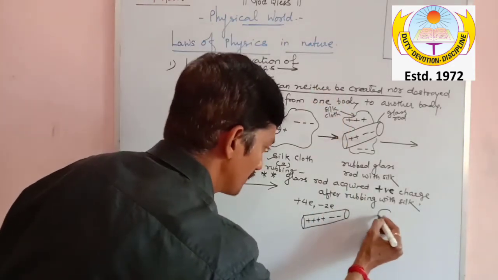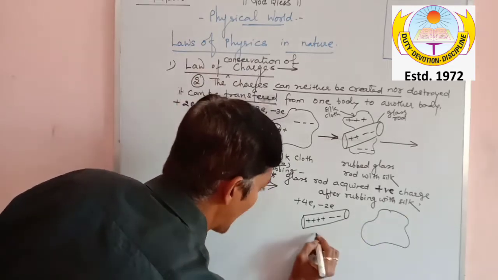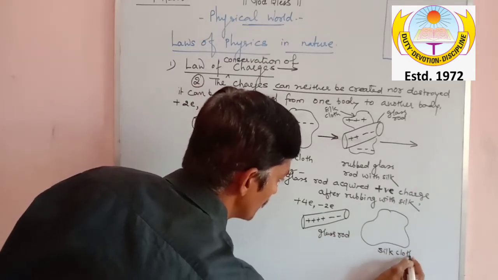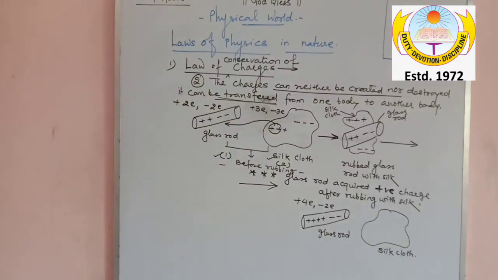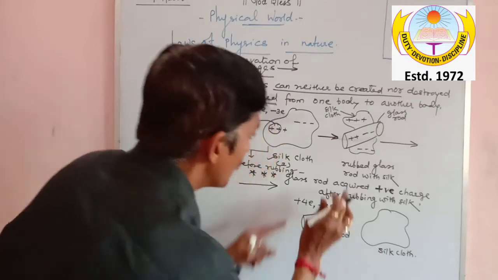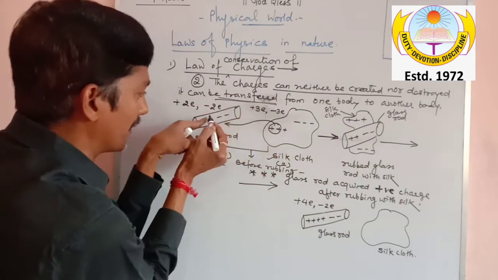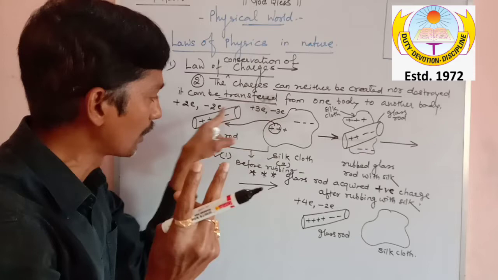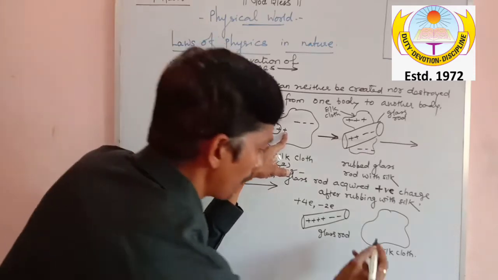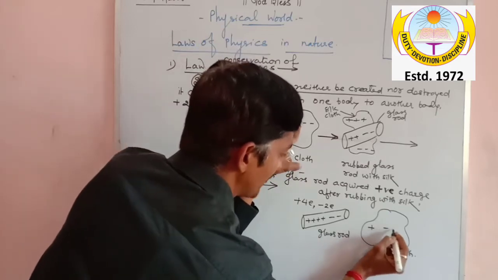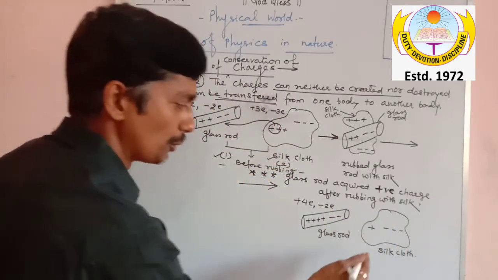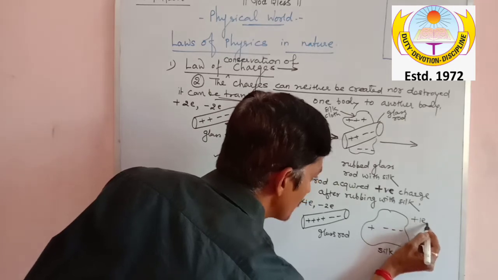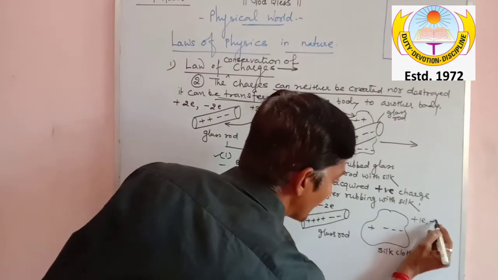Now let's go for silk. This is your glass rod and this is silk cloth. I hope you are getting me. Okay. Now, from the silk cloth, how many charges transferred? 2 positive charges. To the glass rod, how many charges transferred? 2 positive charges from silk cloth. So how many charges are left in the silk cloth? Plus 1 and 3 minus, because 2 charges were transferred to the glass rod. So now here plus 1e, comma, minus 3e.